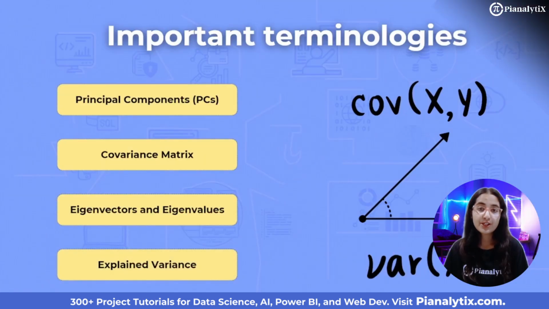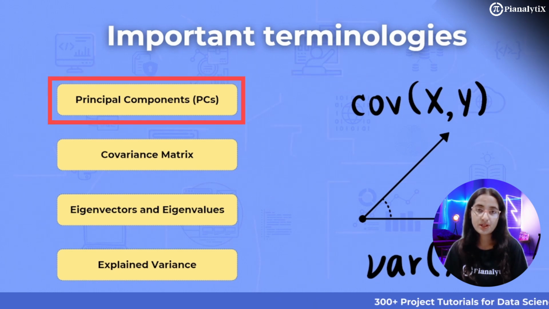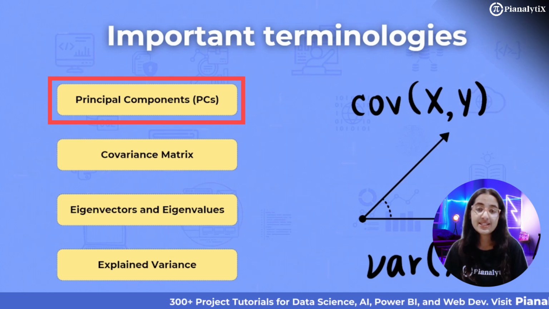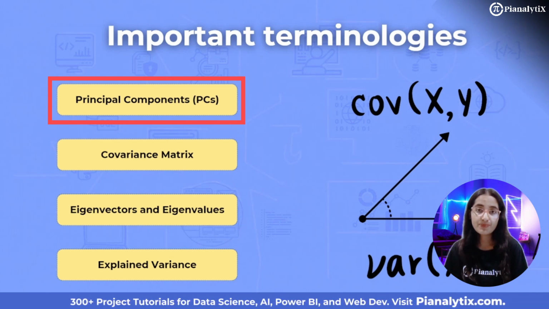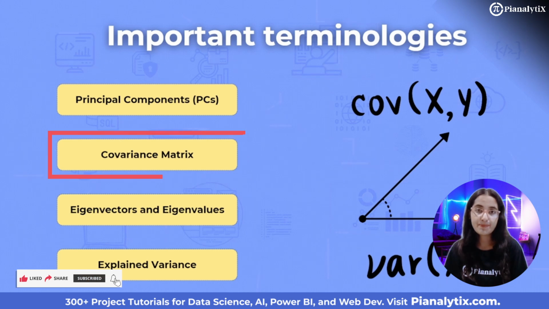Before we dive deeper into how PCA works, let's quickly go over some important terminologies you will need to know. First, principal components, known as PCs. These are new features that PCA creates from your original data. They represent directions in which the data varies the most. Second, covariance matrix. This matrix tells us how different features in your data are related to each other. It's the backbone of PCA.